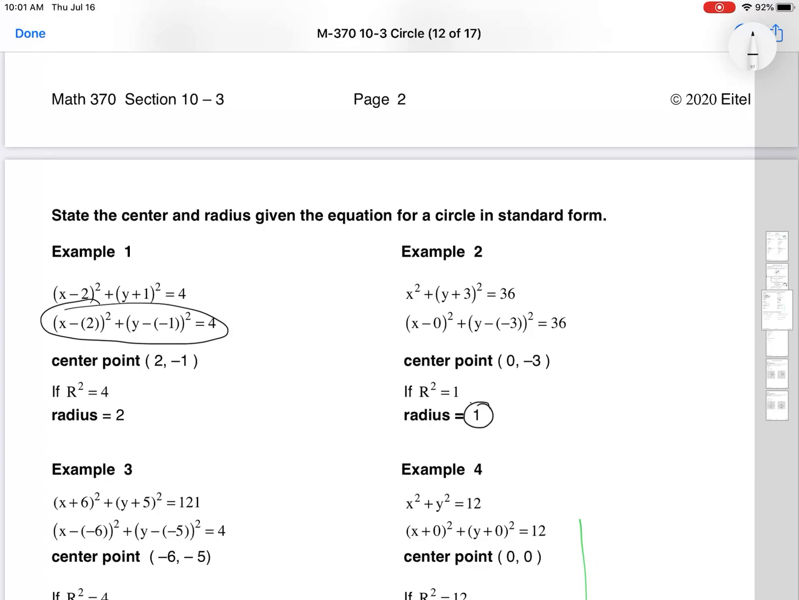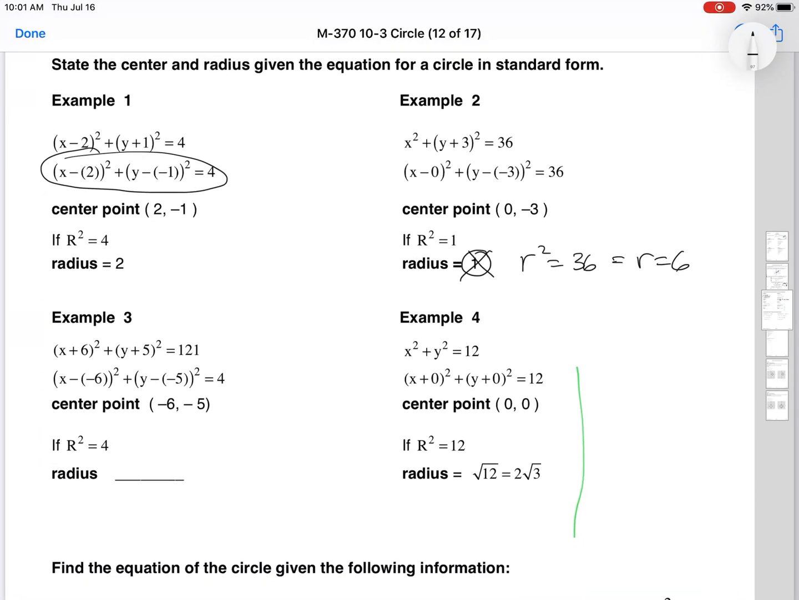And the radius, now look what he has here. He has the radius is 1. You know the radius isn't 1. The radius squared is 36. And so what's the radius? The radius is 6, not 1. So that's a mistake that he has in there.